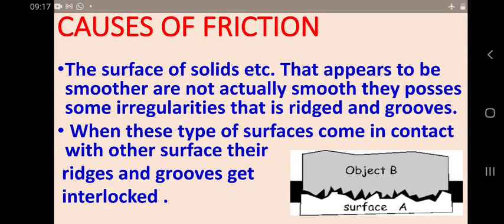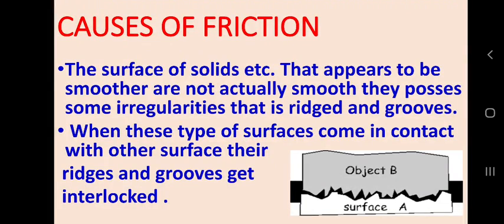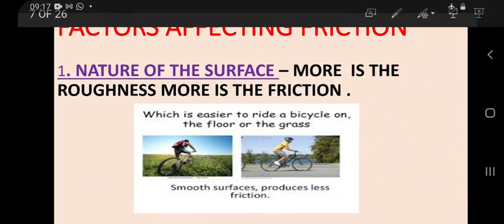Because of this, what happens? The force of friction will take place between the two surfaces. So what is given here is that the surface of solids, which appear to be smooth to us, actually are not smooth. They will have some irregularities. Due to those irregularities, those ridges and grooves, the two surfaces get interlocked with each other. So because of that, friction will take place.